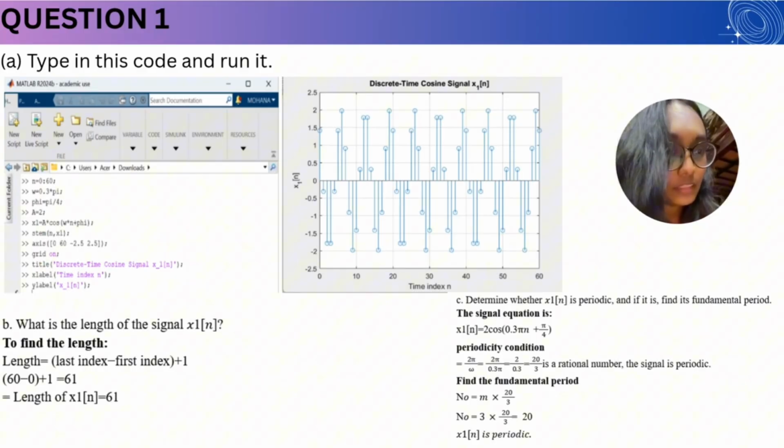And for part B, the length of x1n is calculated as 60 minus 0 plus 1, which equals 61. And for part C, we check periodicity by computing 2 pi over omega, which is 2 pi over 0.3 pi, giving 20 over 3. Since this is a rational number, x1n is periodic. The fundamental period N is found at m equals 3, giving N equals 20.